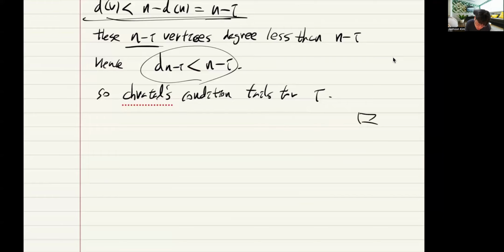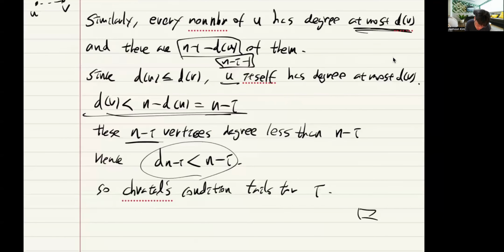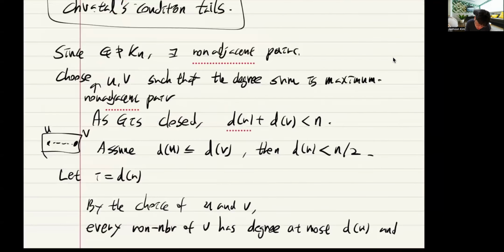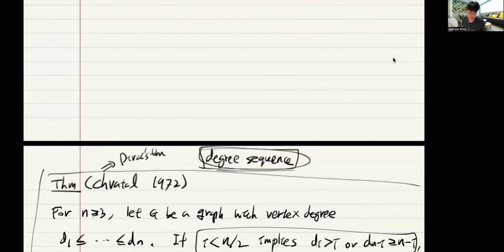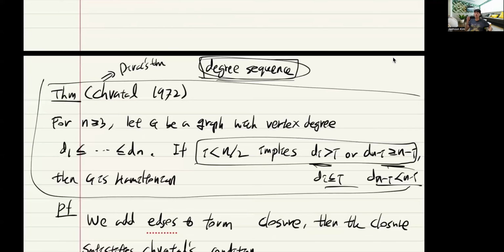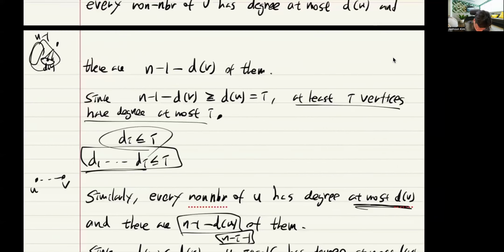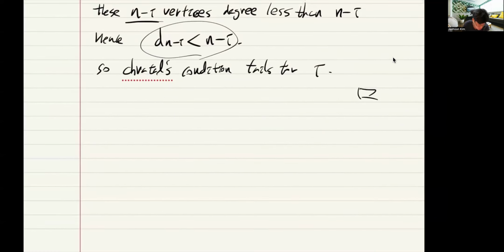So the contradiction comes from the assumption that G is not complete. So under the Chvátal condition, there are always two non-adjacent vertices with degree sum at least n. So you can keep adding edges until you get the closure, and your Hamiltonian closure is complete. So this original graph must have a Hamilton cycle because the complete graph has a Hamilton cycle.